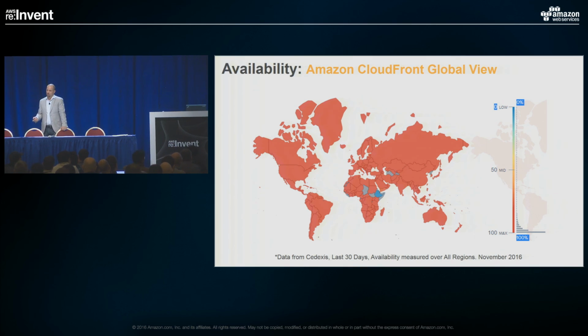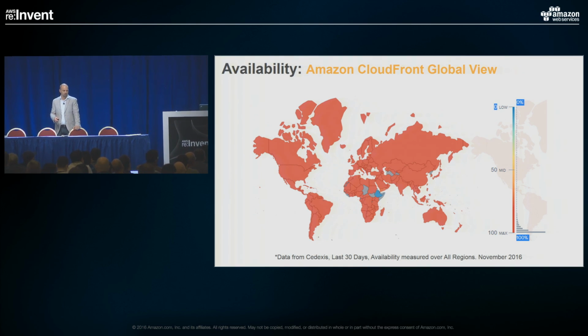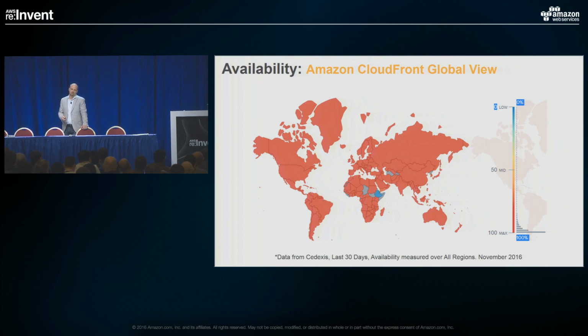Another dimension of performance is availability. This availability chart that I'm showing you is from a third party called Cedexis, and everything that's here in red is the highest availability, so up to 100% availability. So across the globe, you can see that CloudFront is an ultra-high available CDN.